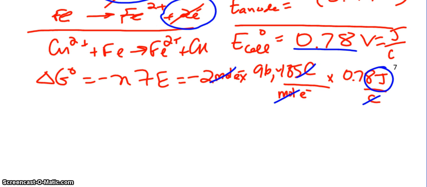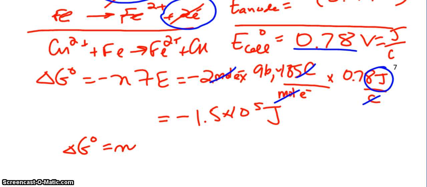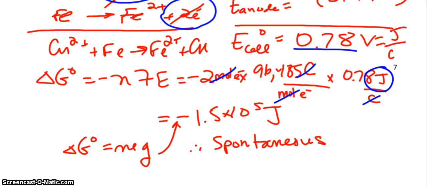So if you actually get out your calculators and do the math, you'll get negative 1.5 times 10 to the 5th joules. Now, normally we think of Gibbs free energy in kilojoules, but in this case, that doesn't make any difference. The reason being, all they're asking is if it's spontaneous. So notice that delta G naught is a negative number. Therefore, it must be spontaneous. And there you go. Let's try the next problem.